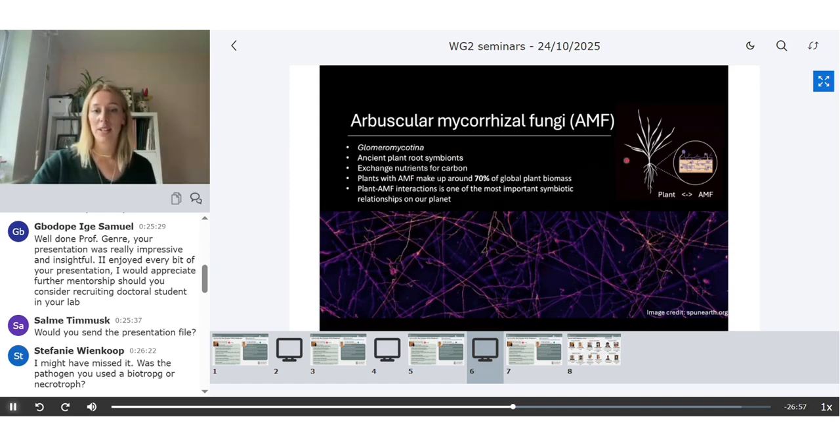AMF are ubiquitous and very widespread, and it's estimated that plants with AMF actually make up around 70% of the global plant biomass, arguably making it one of the most important symbiotic relationships on our planet, with overarching impacts in terrestrial ecosystem functioning and sustainable agriculture, as alternatives to non-renewable and energy-intensive mineral fertilizer.